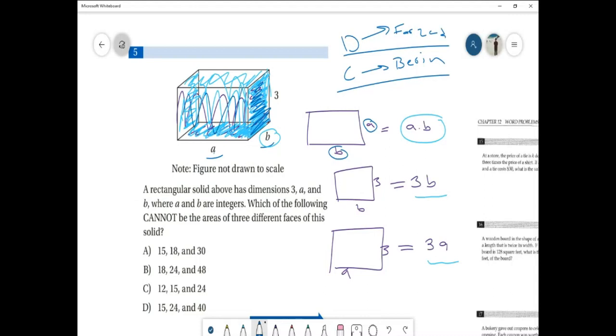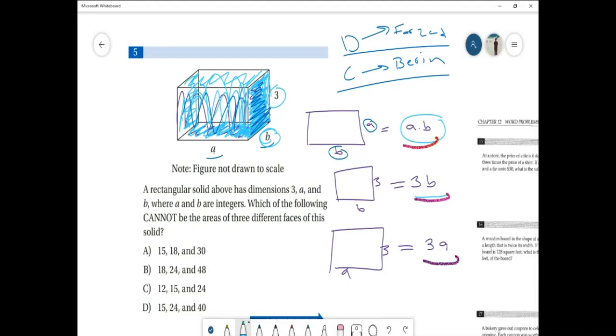In a rectangular solid, we have 3 different shapes. The face facing the ground is one, the face which is facing us is another, and the back is the same. So we have 3 faces.